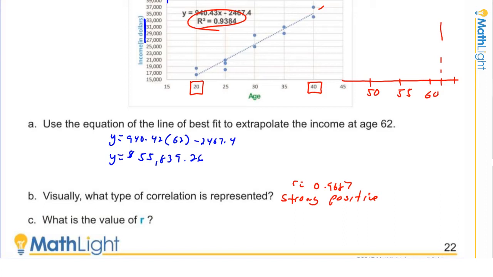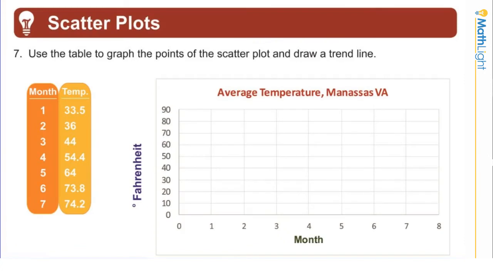Again, what's the value of R? We just calculated it. And R is, come on, pen. Boy, my board sometimes has been slow here. R is 0.9687. Okay? Got it? Good? All right. Awesome. Let's do one more.